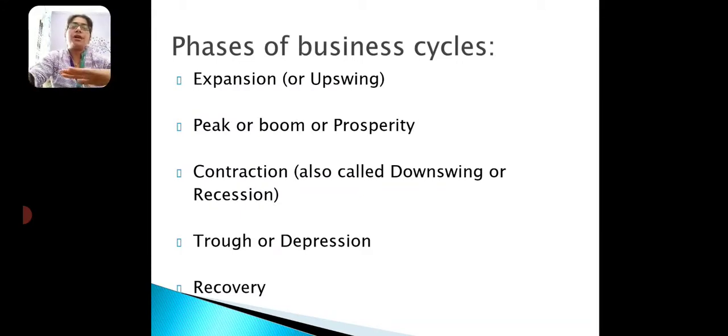So every economy, for that matter, has to pass through all these phases. Now why would all this happen? Why would all these phases come into the picture in any economy? As I said, we are living in a market economy. So in the market economy, mainly demand and supply matter, isn't it?